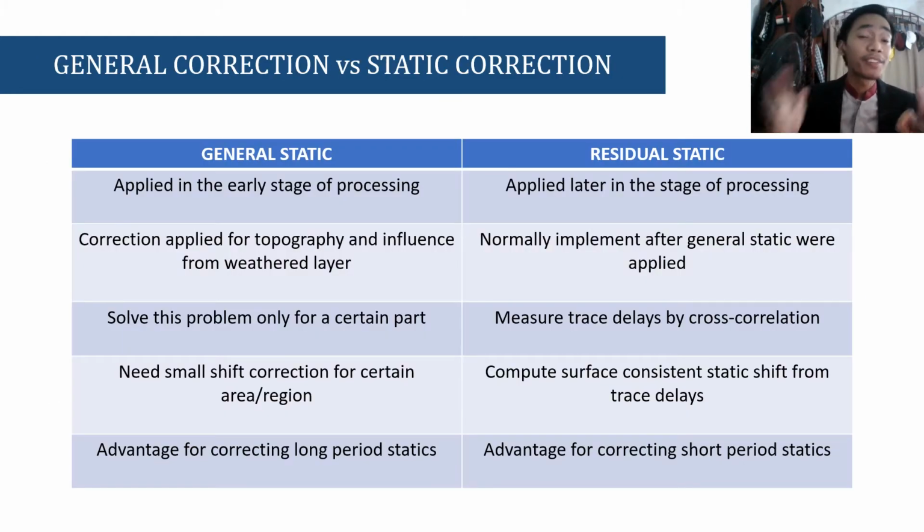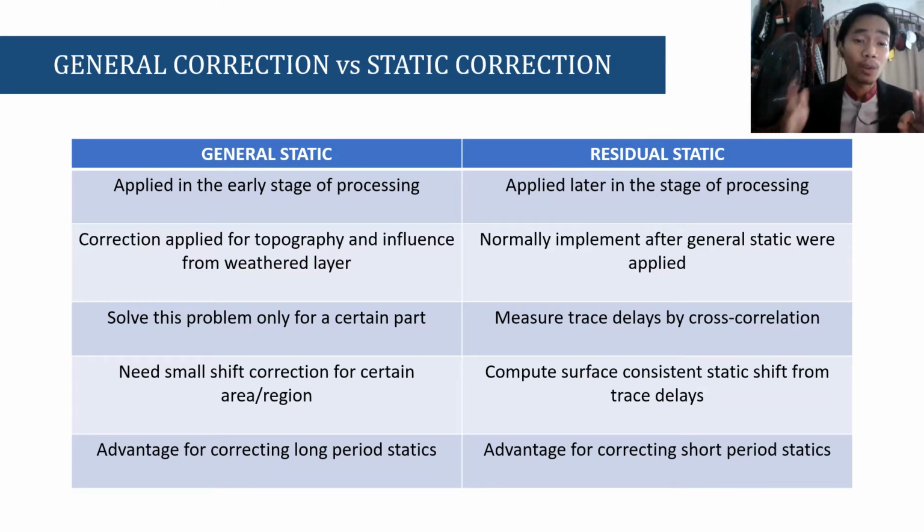So, what is the difference between the general static, which includes the elevation or tomographic static, refraction static, and the hub-hole correction, and the residual static? In general static, we always apply the correction in the early stage of processing, while the residual static is applied later in the processing. General static correction is applied for topography and the influence from the weathered layer, and the residual static is normally applied to the data after the general static.